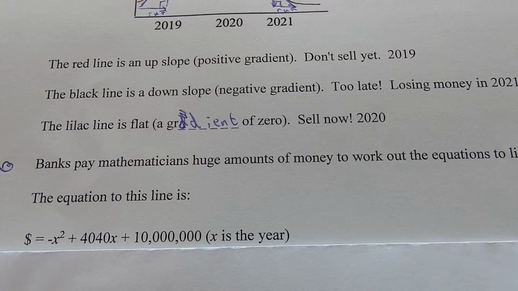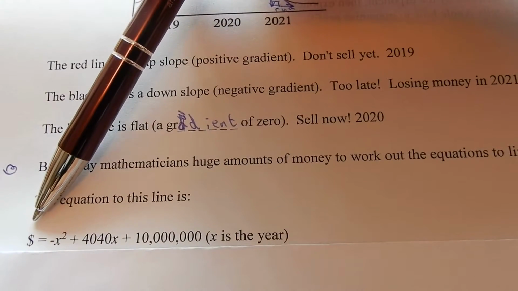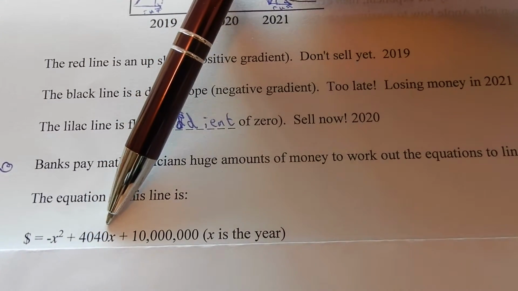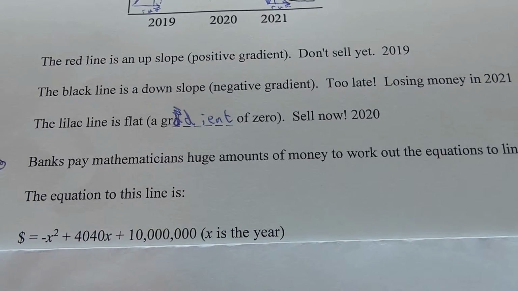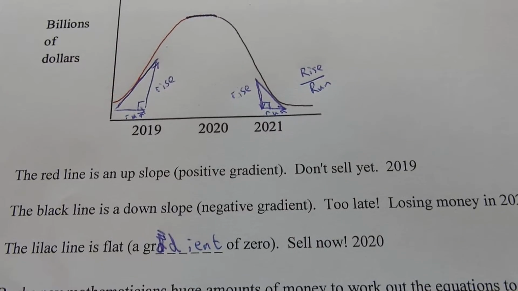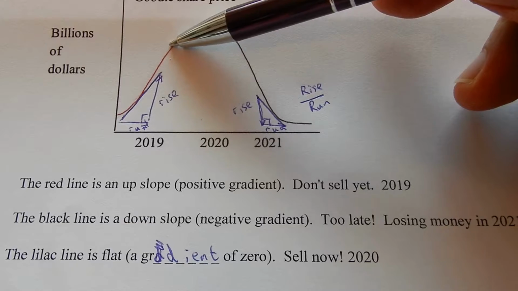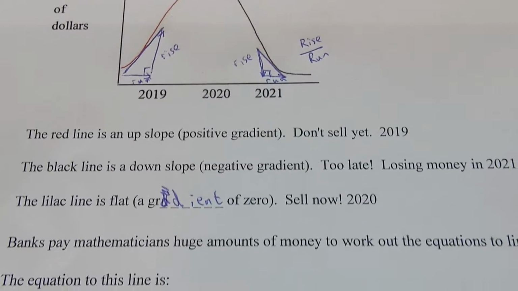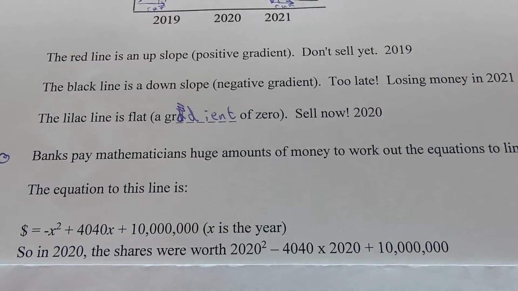S, the share price, oh that's a dollar sign, share price equals minus x squared plus 4040x plus 10,000. X is the year. So the mathematicians work out what is the equation of this line. They do that to work out when's the time to sell your shares.